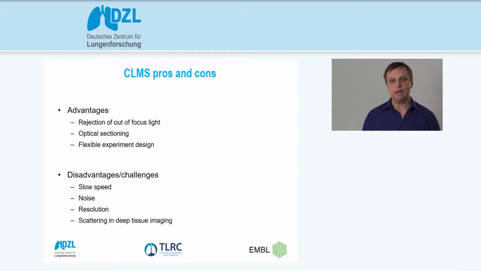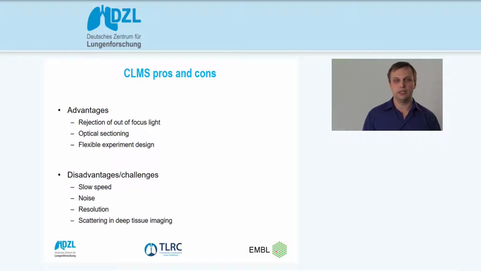Let's summarize everything we talked about until now. Confocal laser scanning microscopes have certain advantages over standard epifluorescence microscopes because they allow us to reject out-of-focus light, allow us to perform optical sectioning, and enable flexible experimental design with a multicolor approach. However, they have certain disadvantages which pose further challenges to improve the technique. One of the disadvantages of this technique is the slow speed, because we have to scan point by point sequentially.